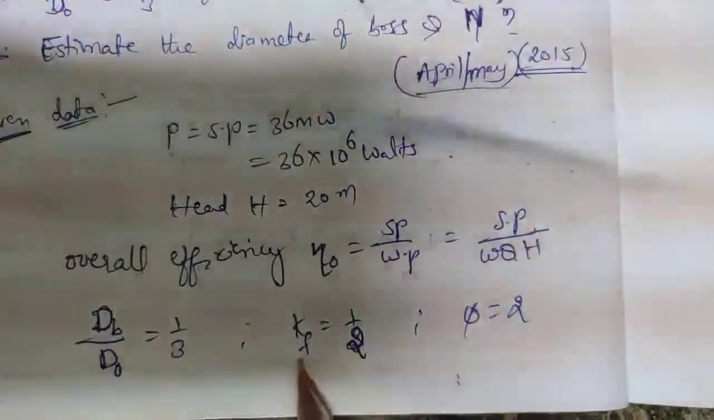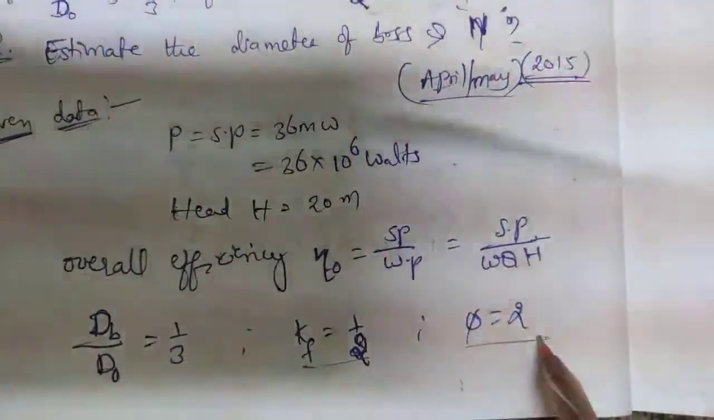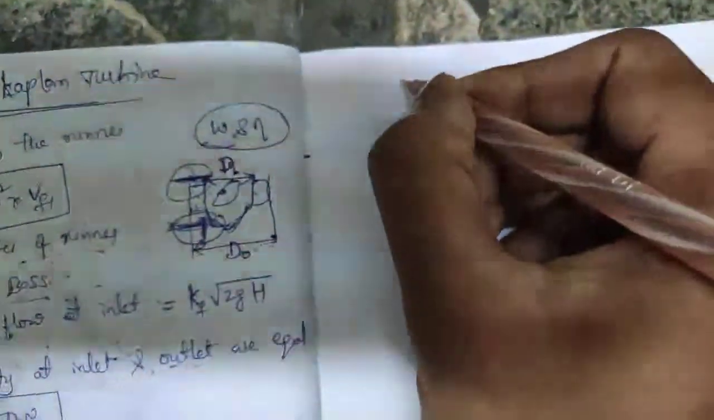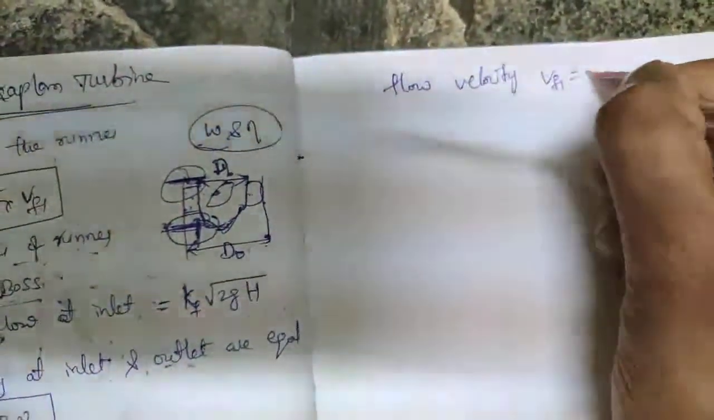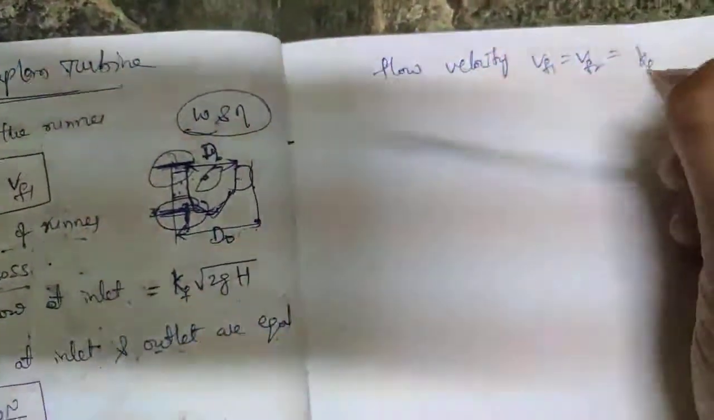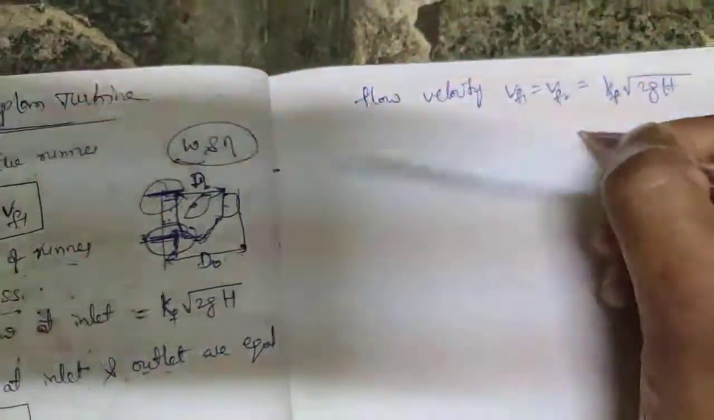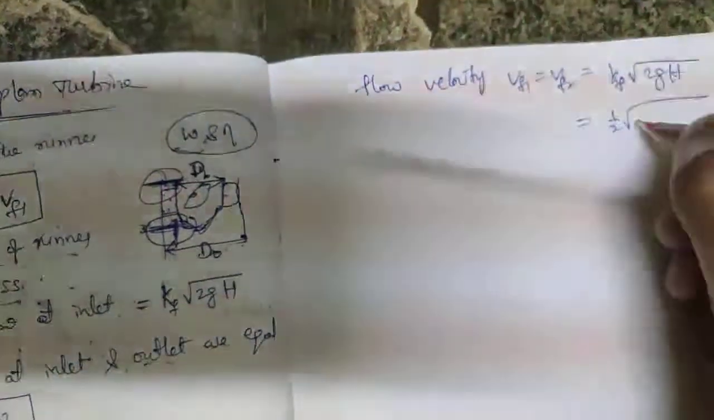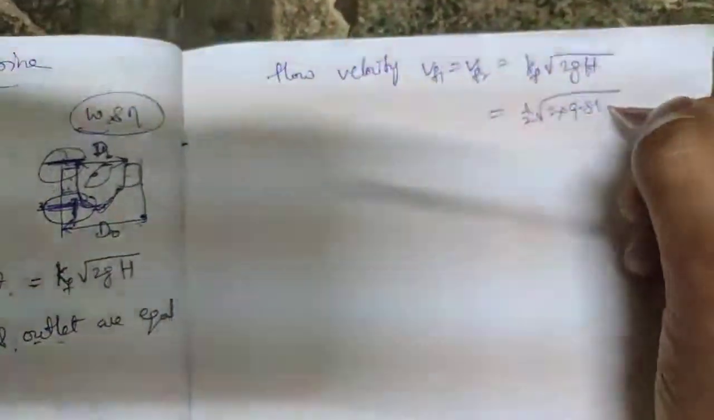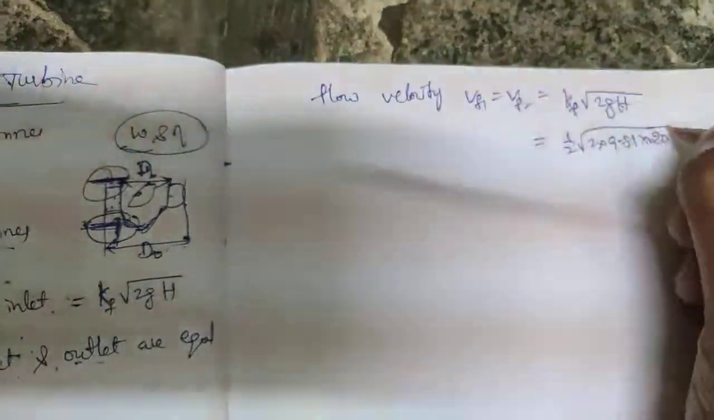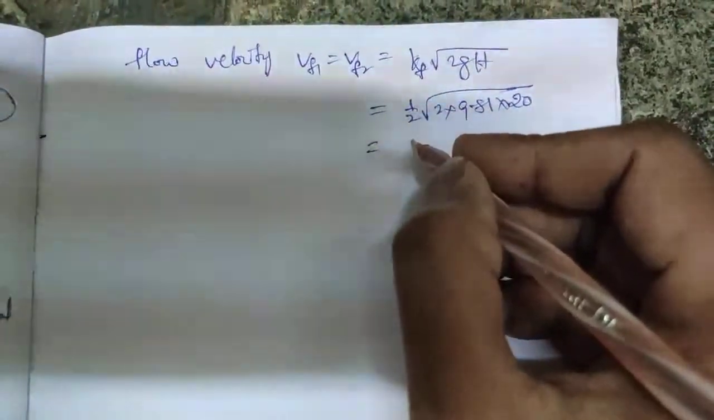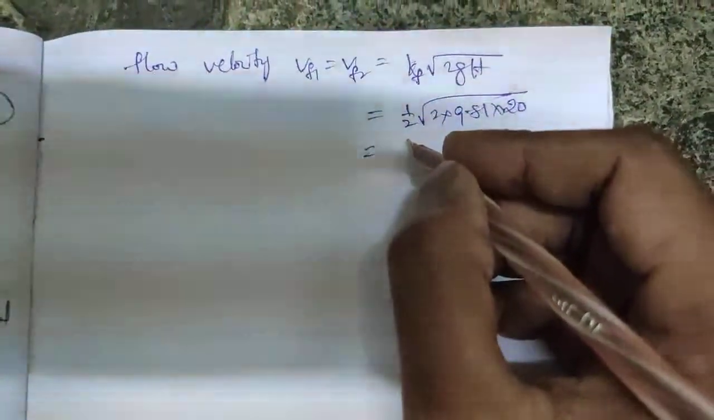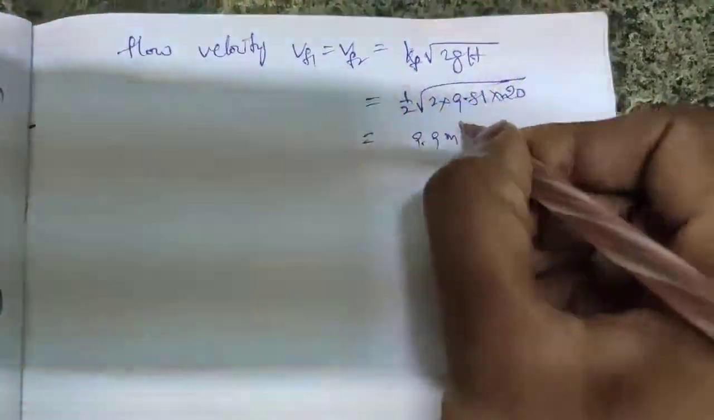So in the problem they give flow ratio and speed ratio. From the flow ratio we calculate flow velocity. Flow velocity Vf1 equal to Vf2 equal to Kf root 2gh. So Kf equal to 1 by 2, root 2 into g, 9.81, into head 20 meters. By solving this expression we obtain velocity of flow 9.9 meter per second.